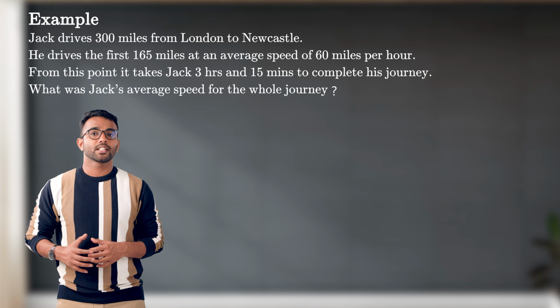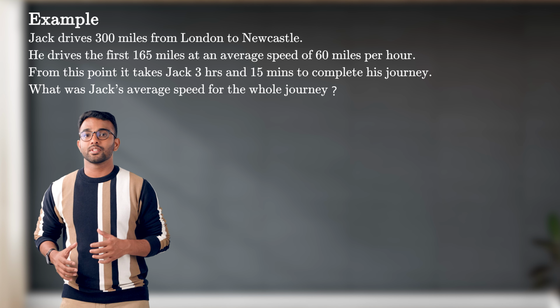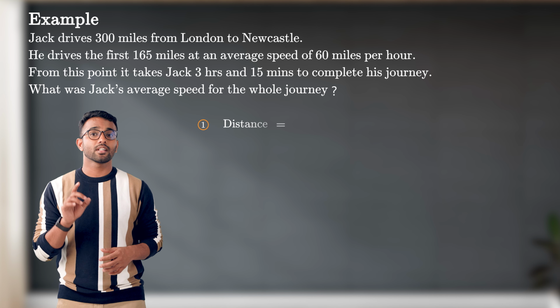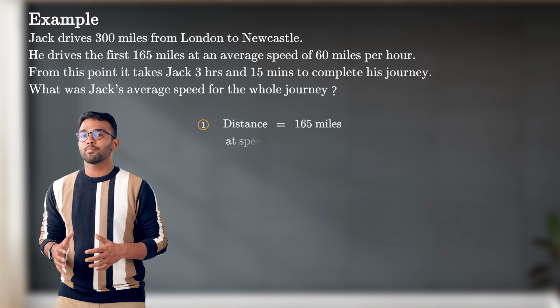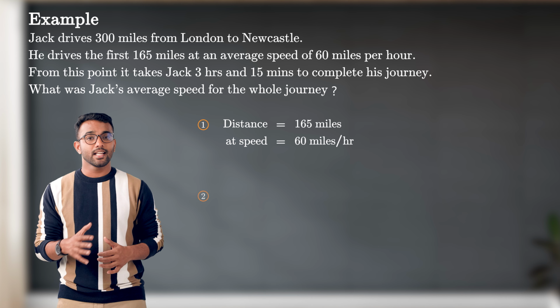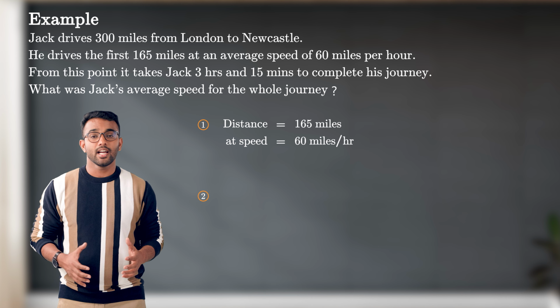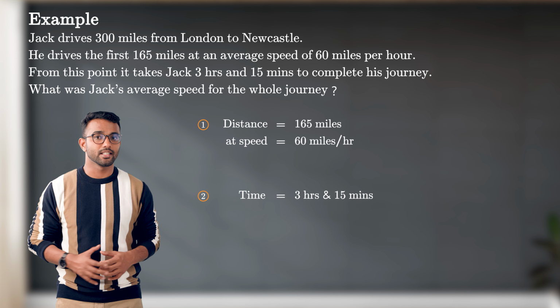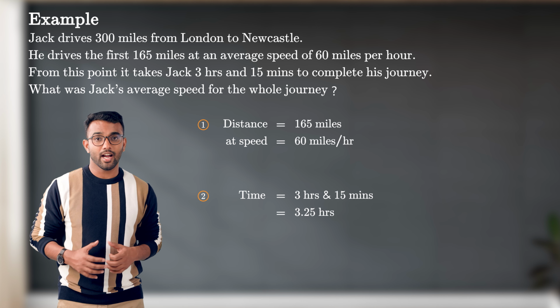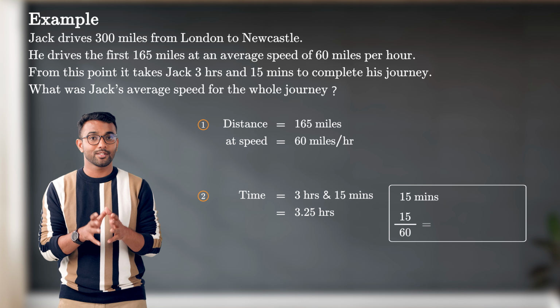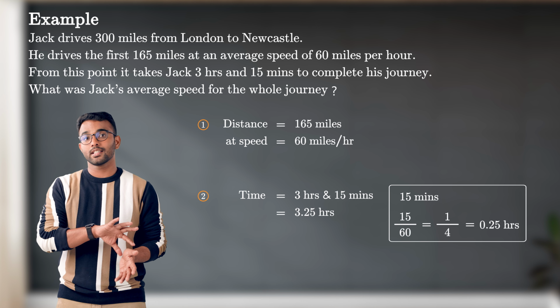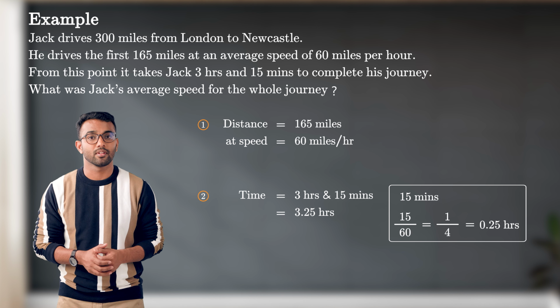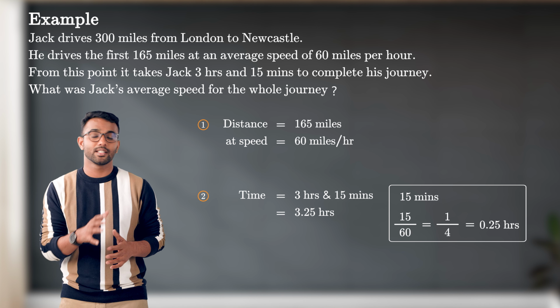Alright, here is Jack's journey and it can be split into two sections. First, he travels 165 miles at a speed of 60 miles per hour. Second, he travels the rest of the journey and it takes him 3 hours and 15 minutes, which is equal to 3.25 hours. 15 minutes is equal to 0.25 hours. We calculated it in the previous example, and you can see how we converted minutes to hours.